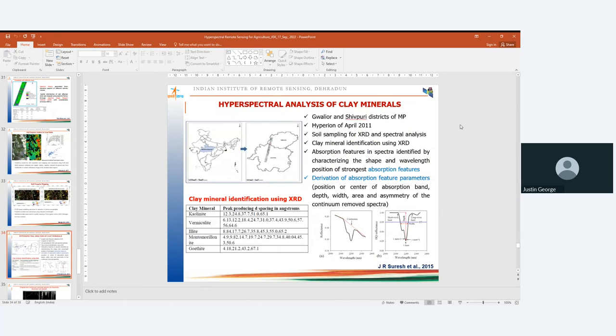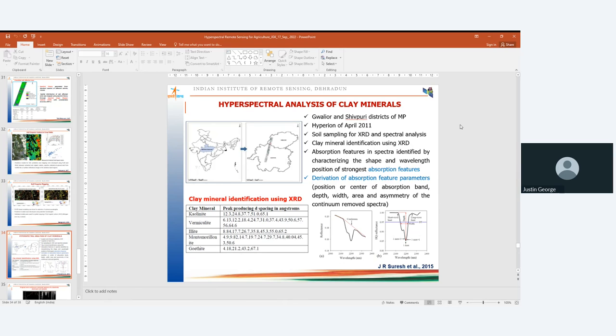Similarly, it has also been used for the identification of various types of clay minerals, because the clay minerals are a very important constituent of soil, because they define the chemical properties, the crop suitability, the water holding capacity. So many of these things are dependent on the nature of the clay types or the clay particles present. So here the study was conducted in two districts of Madhya Pradesh.